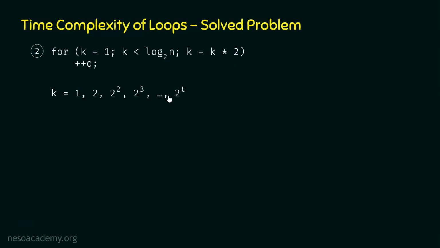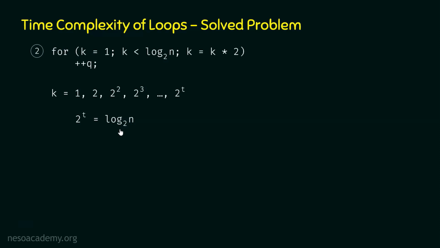I'm assuming this is the last value of k for which this condition is true. And I'm assuming t here in place of k because we are already using k in this for loop. To avoid any confusion, I'm using a different letter here. 2 power t is the last value of k for which this condition is true. Let's assume 2 power t is equal to log n base 2. I'm assuming log n base 2 to simplify the calculations, which we will do after this.